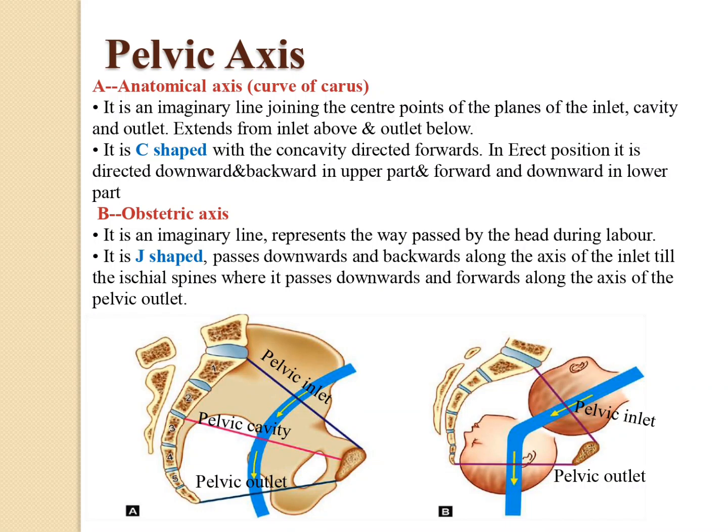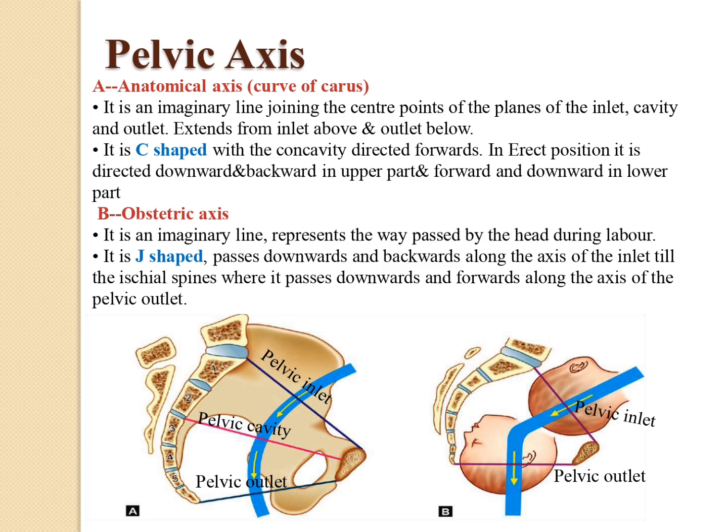Now we will discuss pelvic axis. First figure shows anatomical axis, also called curve of Carus. Second figure shows obstetric axis. Anatomical axis is an imaginary curved line joining the center points of the planes of pelvic inlet, pelvic cavity, and pelvic outlet. It extends from pelvic inlet above and pelvic outlet below.